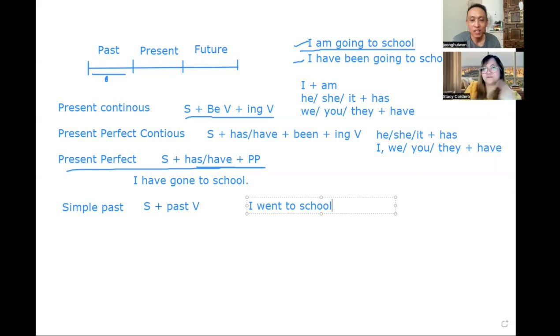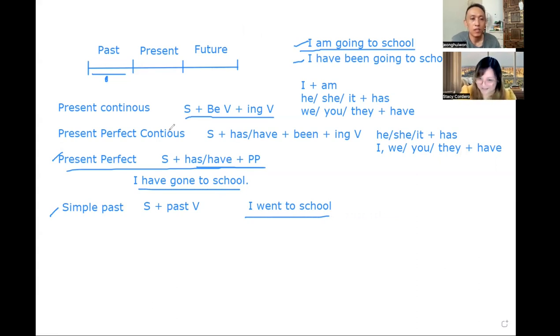Exactly. So if your mother asked you, "Where were you this morning?" and then you answered, "I went to school," are you still wearing uniform? No. Not anymore, right? You probably have already eaten lunch or even dinner and freshened up. That is when we use simple past. See how different it is with present perfect, I have gone to school, to simple past, I went to school, right? It's very different. I got it.